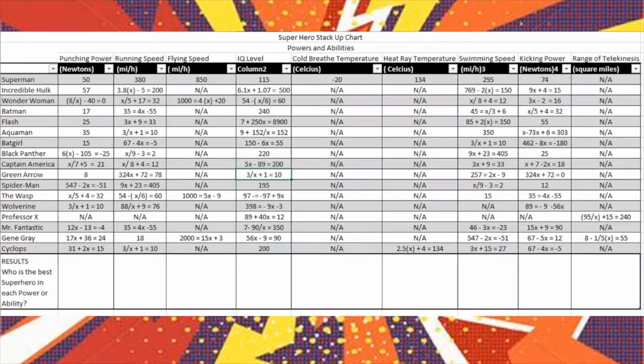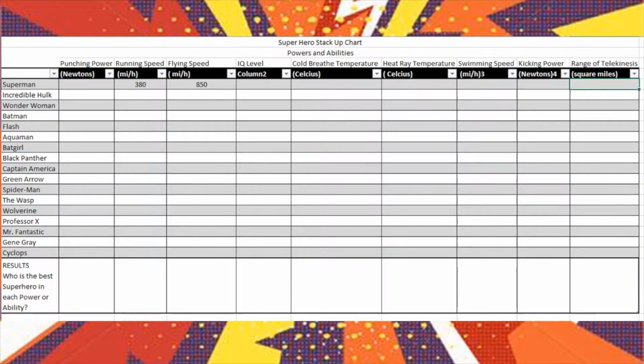So then you might see that Superman can have a punching power of 50 newtons. And then you might find out that Spider-Man has the punching power of 30 newtons. And then you would look and say, okay, which superhero has the stronger punching ability? And the students would be asked to fill in the bottom row there. And those that have the correct responses will be rewarded in some way.